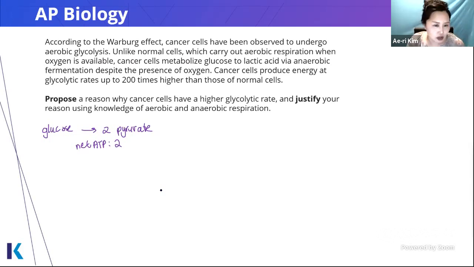It metabolizes pyruvate to lactic acid to essentially regenerate some more electron carriers, some more NAD+, even though it has oxygen around. So it doesn't actually end up going through to the oxidative phosphorylation that happens in your mitochondria. Now, this is 200 times the rate.